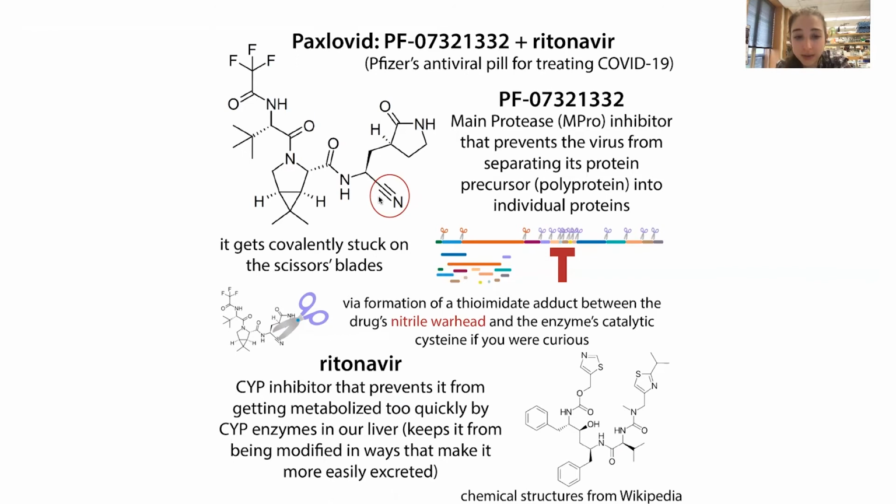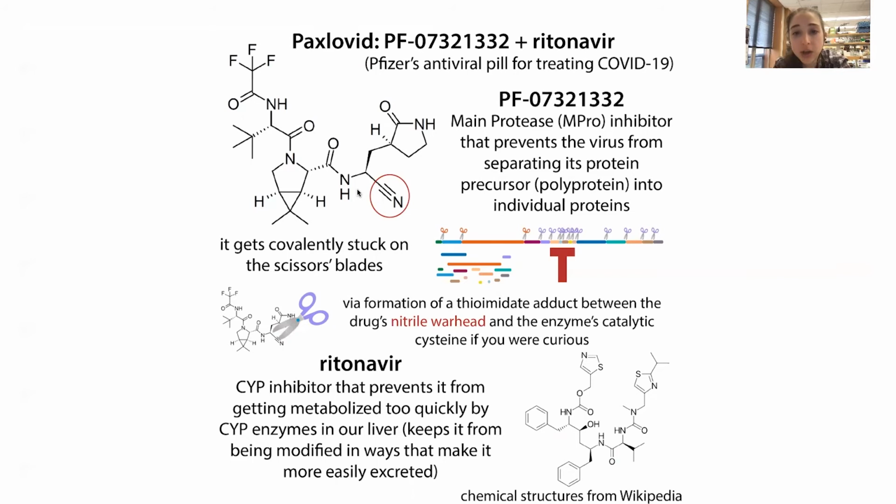And so when the protein, this is going to target a catalytic cysteine. MPRO is a cysteine protease. So it uses a cysteine to attack and break the peptide bond. And when it does this, it's going to get covalently stuck on there. But this is reversible, so then it can get unstuck. And so it's not permanent.